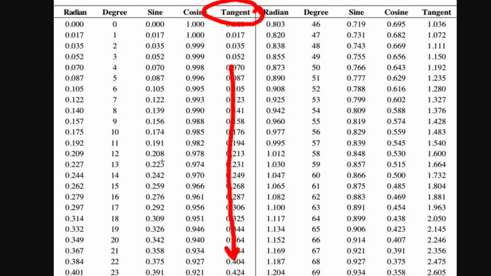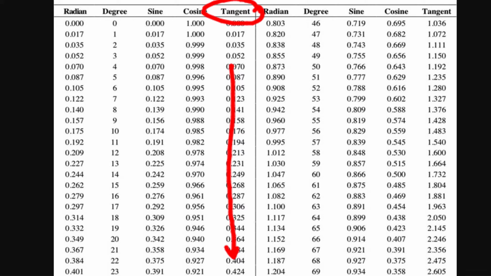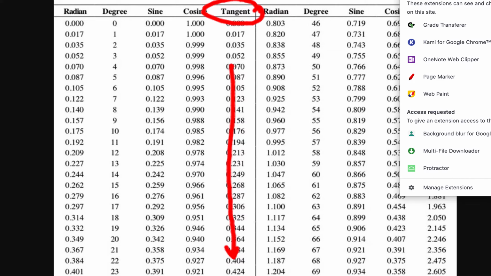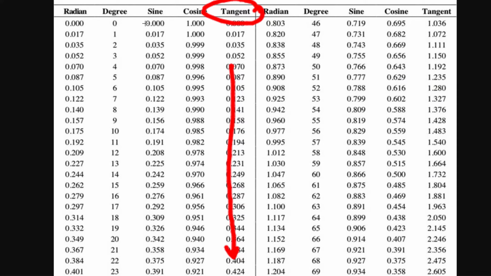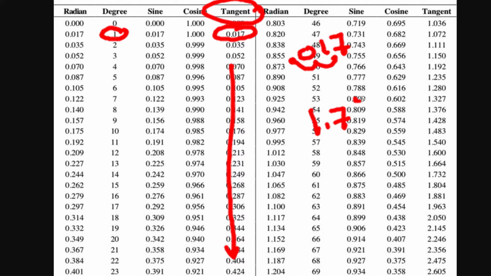So what would the comparison be of tangent at 1 degree? We kind of use that example. So at 1 degree, it would be 0.017. So what we just said was 0.017 as a percentage. We're going to move that over and it will get 1.7%.